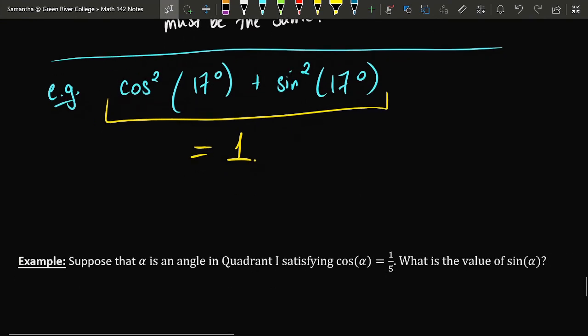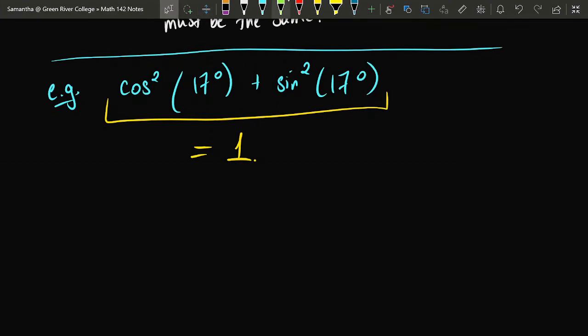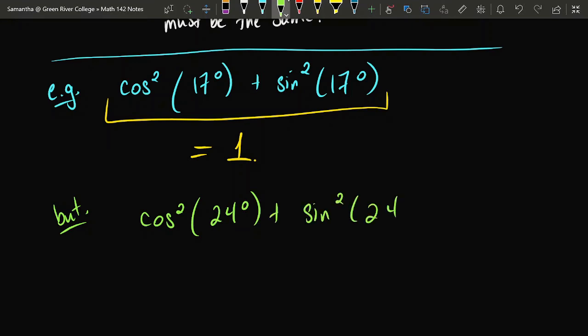But if you're working with sine and cosine and the angles are different, for example, cos squared of, let's say, 24 degrees plus sine squared of 24 radians, this is not equal to 1 because the angles are different.